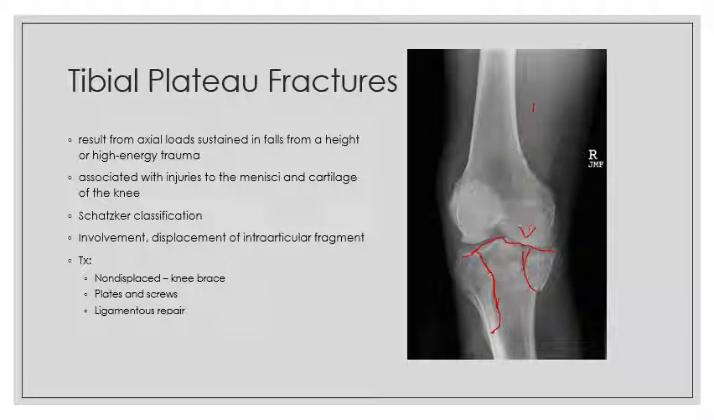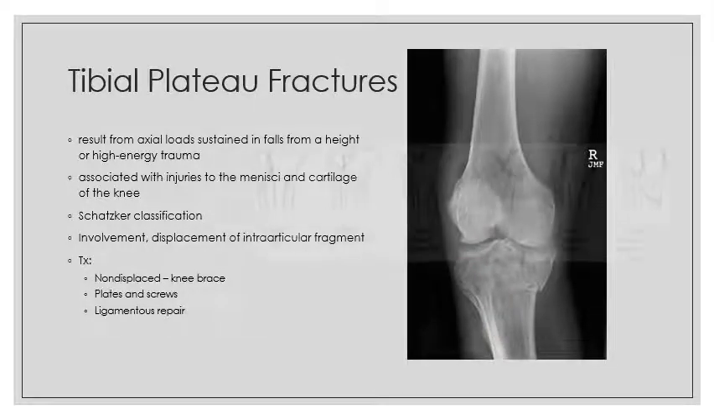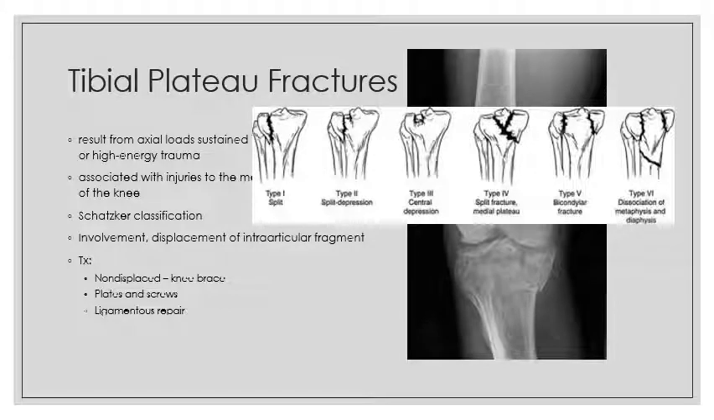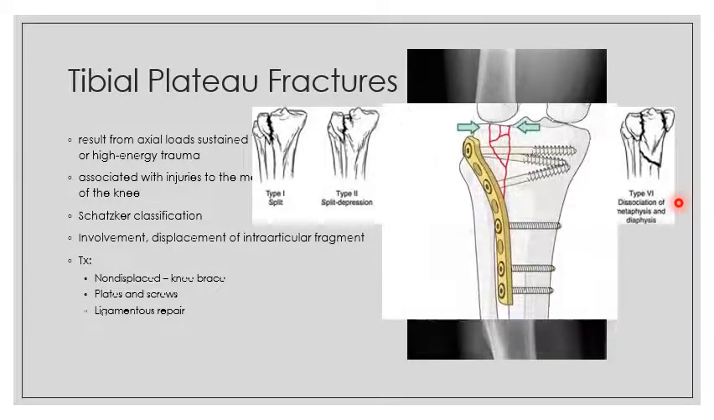So the classification system we use for the tibia is the Schatzker classification. Basically, it's a class type 1 to 6, with 6 being the worst. So type 1 is a split, type 2 is a split depression, type 4 is a through the medial plateau, then type 6 it's actually both condyles. So non-displaced, basically for type 1 you can have a knee brace, but basically we need to use plates and screws for this construct.